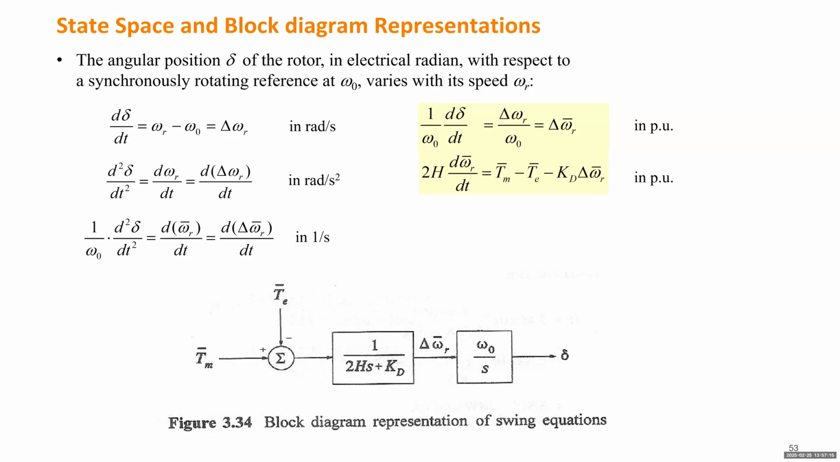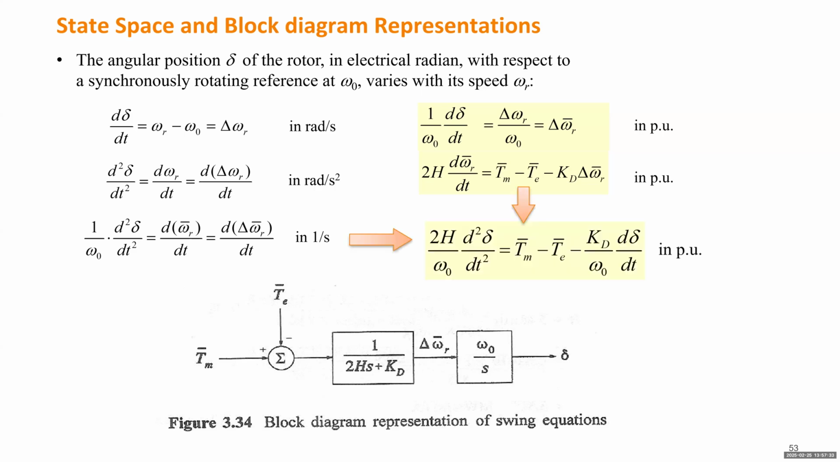So if you plug in the delta omega bar here, this part will become the first order derivative of delta. And this part can be replaced by the second order derivative of delta. So you will get a single second order differential equation only about rotor angle. Okay, so this single equation is equivalent to the two equations. You can call this the swing equation, which means two first order equations, or it can be just a single equation of second order.